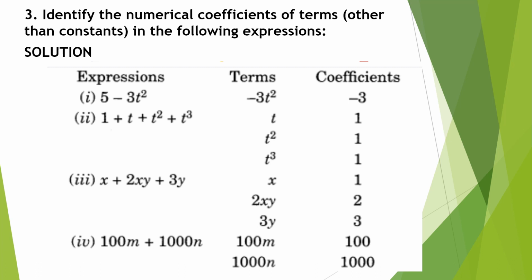Next question, x plus 2xy plus 3y. The first term is x, so its coefficient is 1 because x can be written as 1 into x. Second term is 2xy, its coefficient is 2. Third term is 3y, so the coefficient is 3. Now we move to question number 4, 100m plus 1000n. So the first term is 100m, its coefficient is 100. Second term is 1000n and its coefficient is 1000.